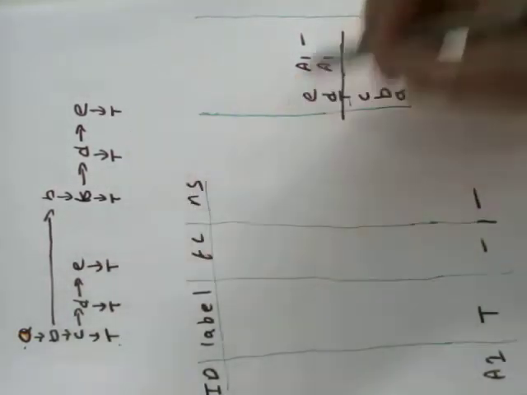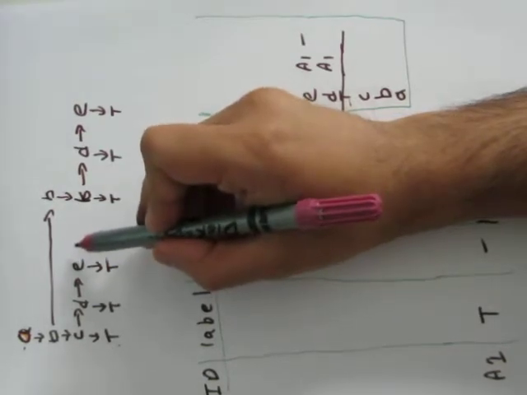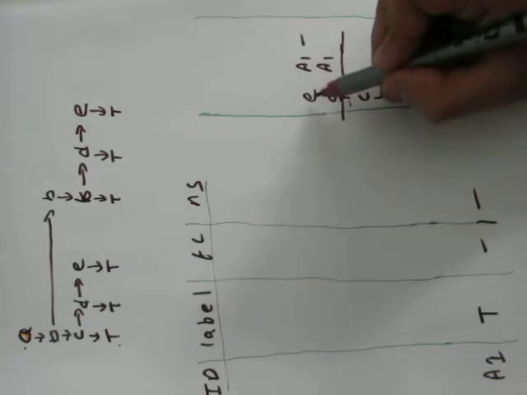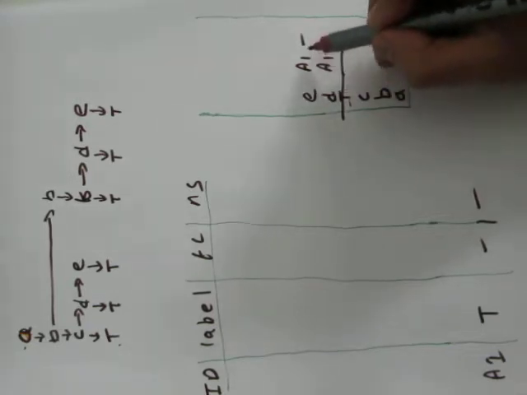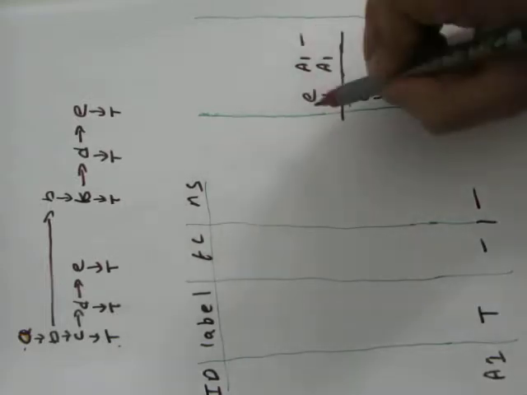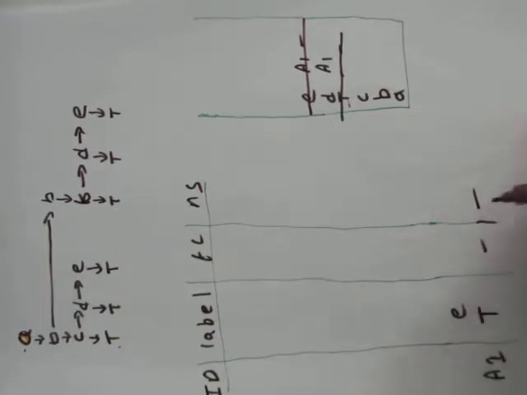It doesn't have the NS pointer, that is the next sibling pointer, so we write empty. And since E has its first child and next sibling, E is known, so we remove E from here and put it here: E, A1, and no next sibling, and this is A2.